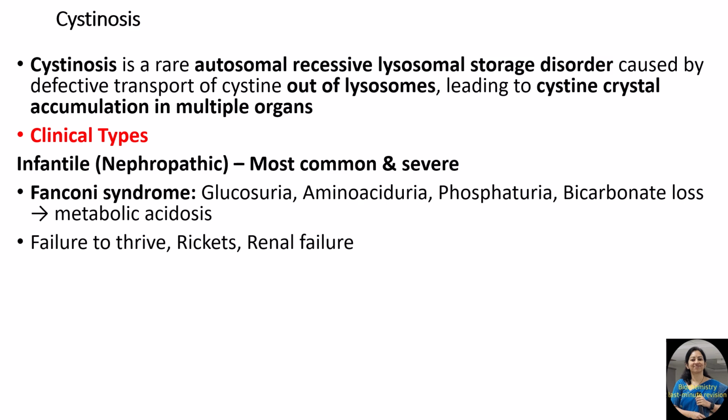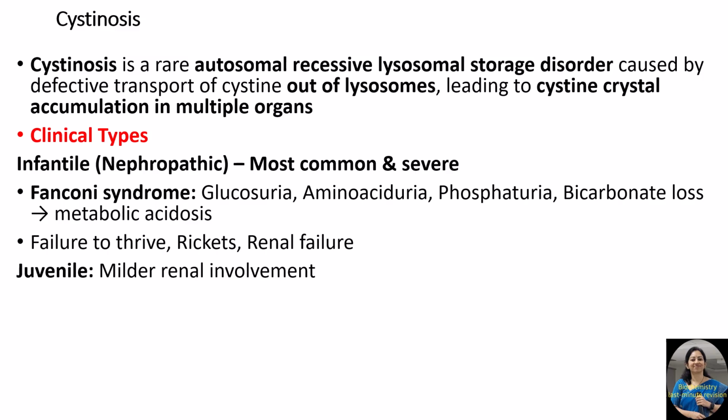Because all these are excreted, and there is deficient energy because glucose is excreted, there is failure to thrive. No amino acids means no building blocks. Phosphate is excreted, so the child will have rickets, and this will pose a very huge load on the kidney, so the kidney starts failing.